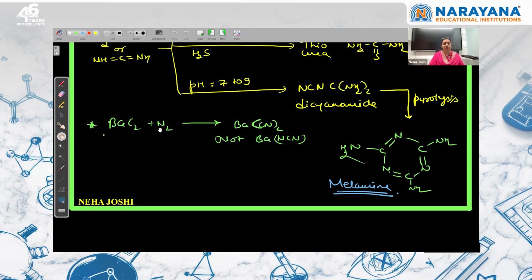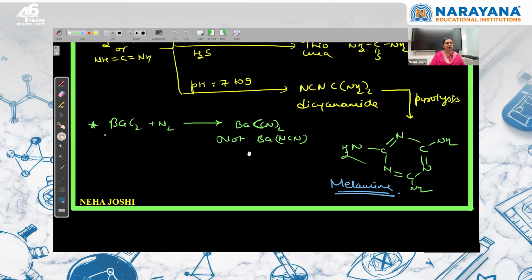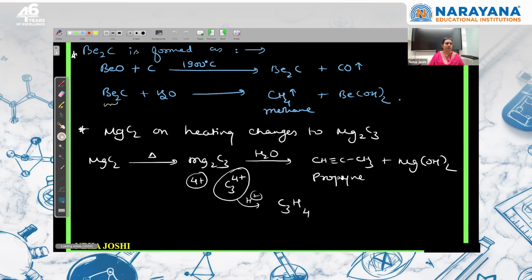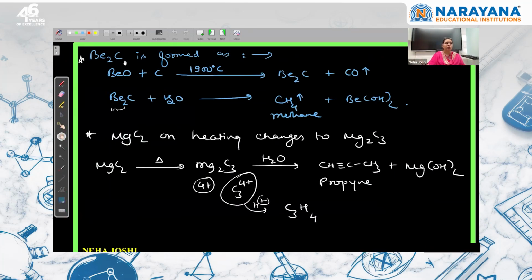BaC2, if you heat it with nitrogen, you will not get BaNCN. You get normal barium cyanide. Only with calcium do you get CaNCN, from which this entire thing ends up at melamine. If you want to form Be2C, you have to heat beryllium oxide with carbon. See the temperature, 1900 degrees centigrade, and you will get Be2C, which will give methane on hydrolysis.